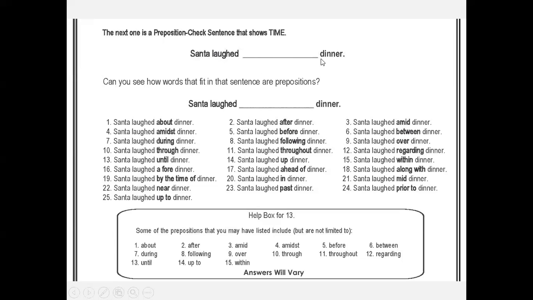And so Santa laughed blank the dinner. All right. And so now we're showing time. All right. So the Beauty and the Beast one is Beast laughed during dinner, I think. Beast laughed blank dinner. And the plane one, it must be the pilot laughed blank dinner. All right, so these show time. All of these show time.